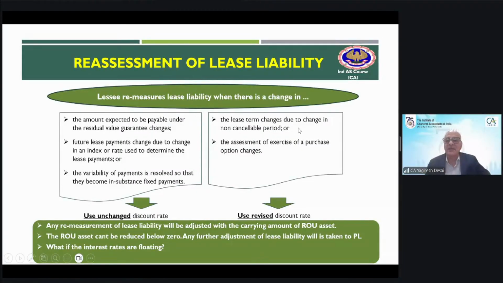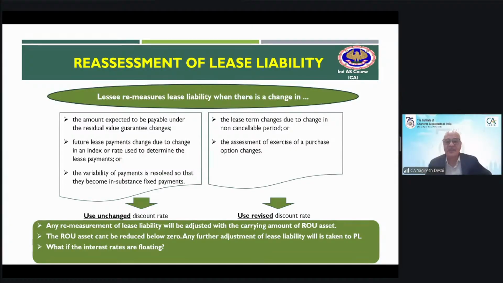So when the lease term changes due to a change in the non-cancelable period, or the assessment of the exercise of the purchase option, you have been given a right to a purchase option. Initially you considered that you want to buy, but then you change your term. Or maybe you decided not to exercise this option, but later on you decided to exercise it. You revise your lease obligations. When you remeasure lease obligation under these 2 circumstances, use the revised rate for discounting.